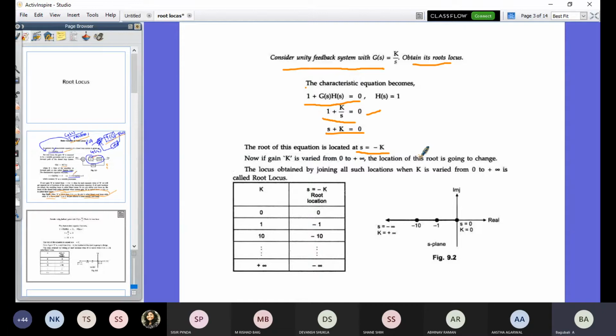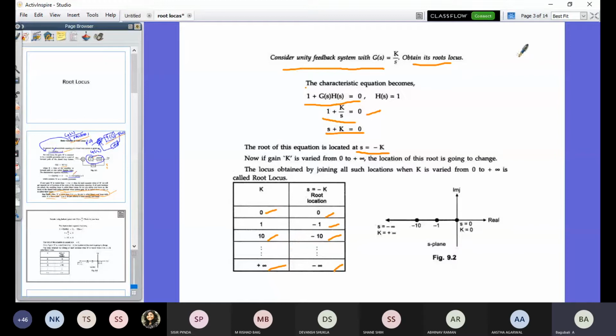So when you vary the value of k, we will get different locations of the roots. Now I am going to vary the value of k and check what the root is. For k equal to 0, we get root equal to 0. For k equal to 1, the root is equal to minus 1. For k equal to 10, s is equal to minus 10. For k equal to plus infinity, s is equal to minus infinity. Any doubt in this?